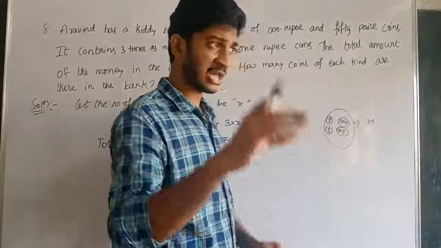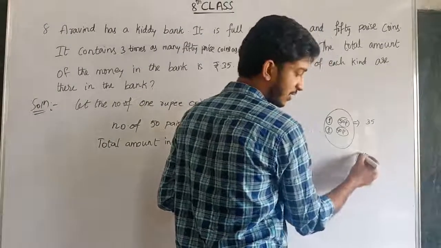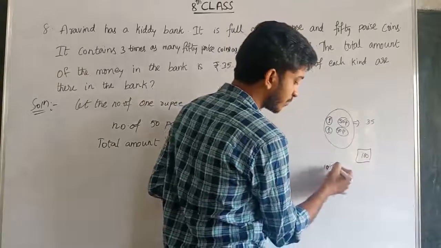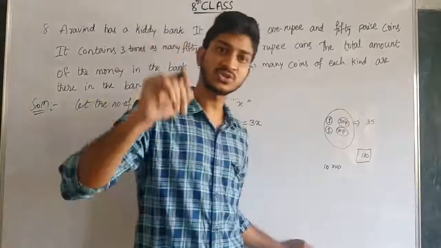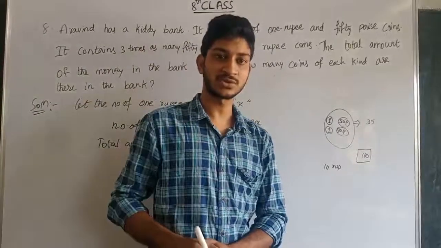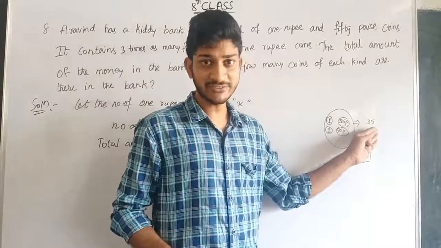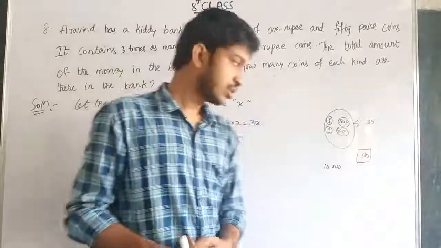For example, I have 100 rupees in my pocket. This 100 rupees is the sum of 10 rupee notes. I don't have a 100 rupee note, but I have 100 rupees because I have 10 rupee notes whose sum is 100. Like that, I have 35 rupees, which is the sum of 1 rupee coins and 50 paisa coins.